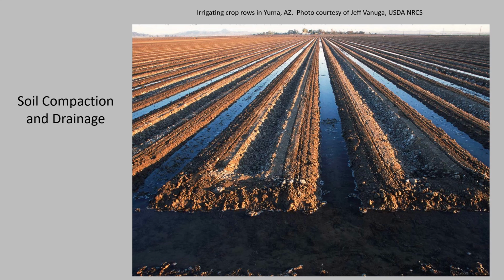Finally, do you notice how water pools on the surface of this soil? It's not infiltrating or draining quickly. This soil has been compacted by tractors driving between the rows of soil, and compaction can decrease interconnected pore spaces and infiltration rates of water into the soil.